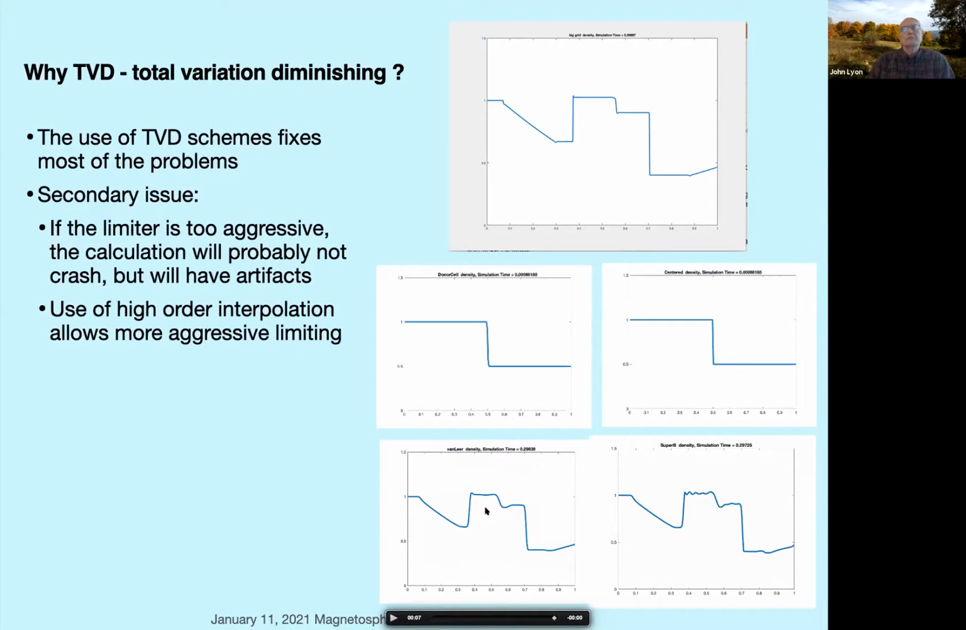So one thing that is important with regard to LFM and Gamera is that if you use high order interpolation, that is fourth order, eighth order, whatever, you can get away with using much more aggressive limiting, because the Taylor series that you're mimicking is able to accurately represent much steeper structures.